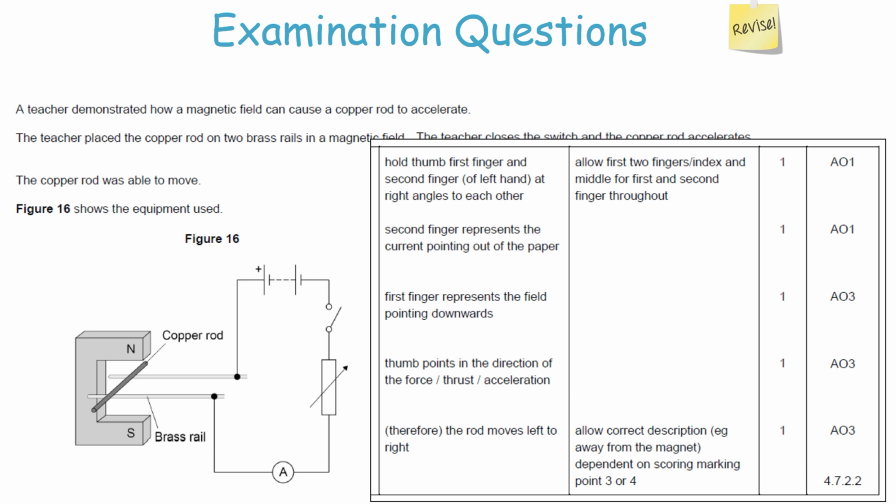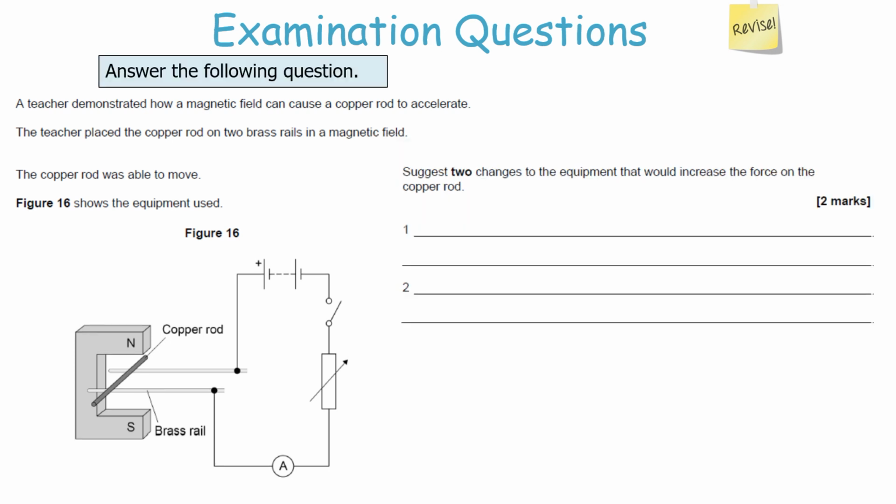So if you align your left hand and have your second finger pointing in the direction of current out of the paper, the first finger representing the magnetic field pointing down from north to south, and the thumb pointing in the direction of the movement, well, therefore the rod is moving from left to right because that's the direction your thumb is pointing in.